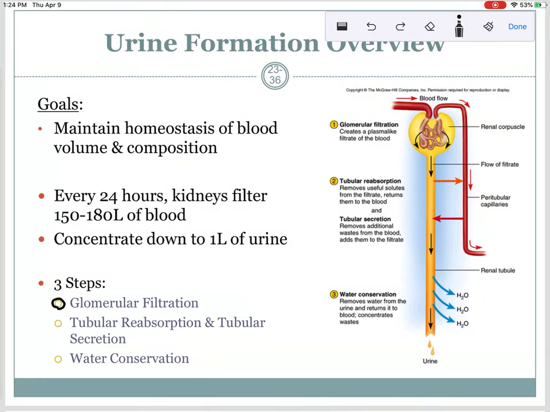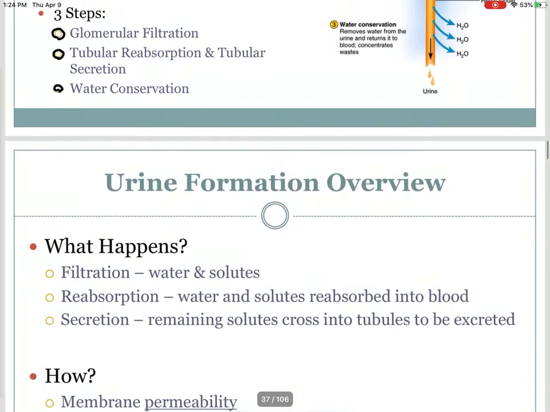So our first step was glomerular filtration inside of the glomerulus. Then we had tubular reabsorption and tubular secretion in the tubules. And our third and final step was water conservation, where additional water is reabsorbed in the collecting duct. Hopefully, through your study, you are, if not already, becoming experts at urine formation.